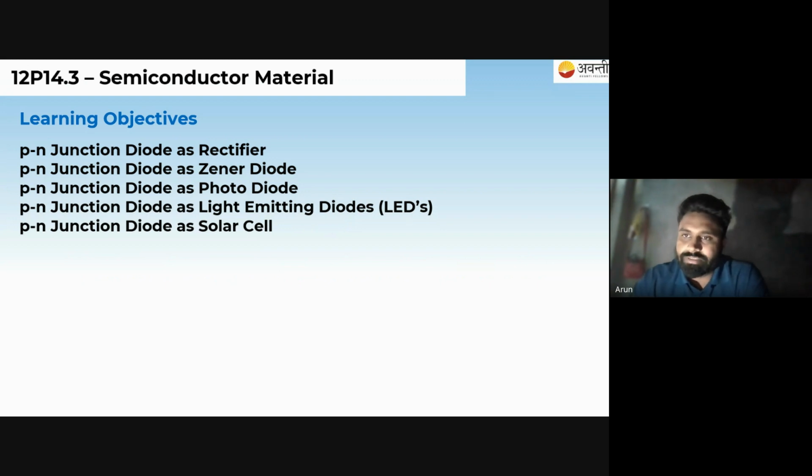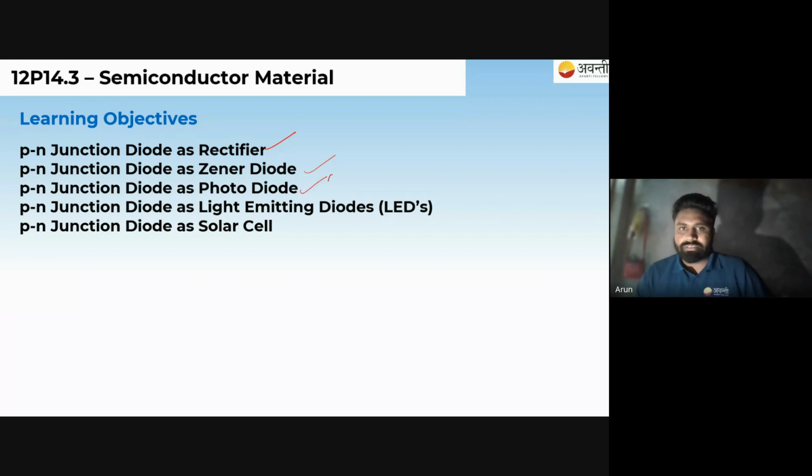The special purpose PN junction diode. In this, we have to learn about the rectifier. What is a rectifier? A PN junction diode works as a rectifier. Firstly, you will have to understand what a rectifier is. Then we will learn what a Zener diode is, and how the PN junction diode acts as a Zener diode.